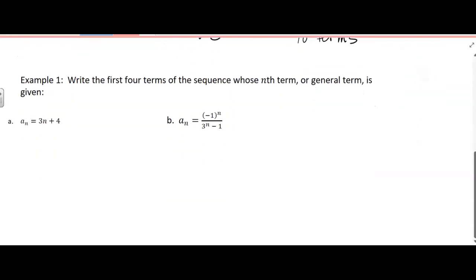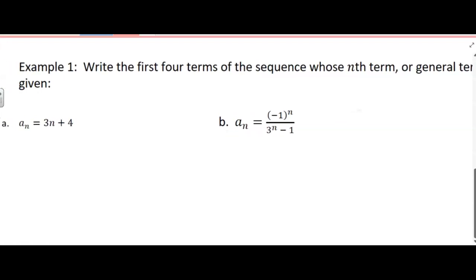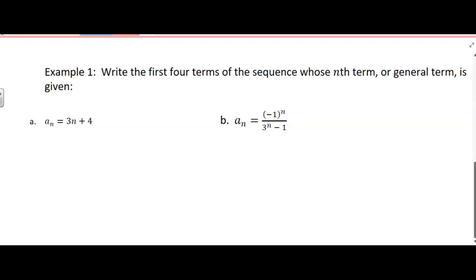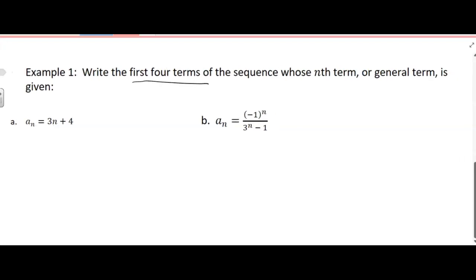Okay, so there's a little bit of background about sequences and what we're doing. I'm going to make this a little bigger so hopefully you can see it. So a common question when we're working with sequences is write the first 4 terms. So they don't want you to write 100 of them, just the first 4. And they're going to tell you how to find them. That's the general term. So here it says a sub n equals 3n plus 4.